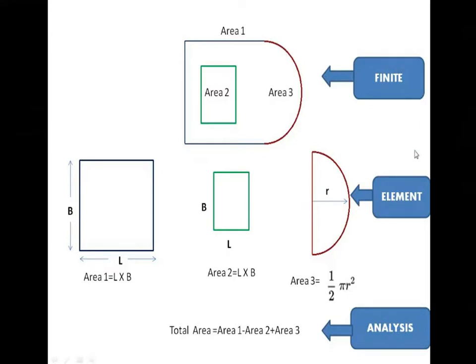This process is nothing but a finite number of elements. Then we have calculated the equation of each element. Then we have done the assembly of each element in order to get the total area of the geometry. And this process is called finite element analysis.